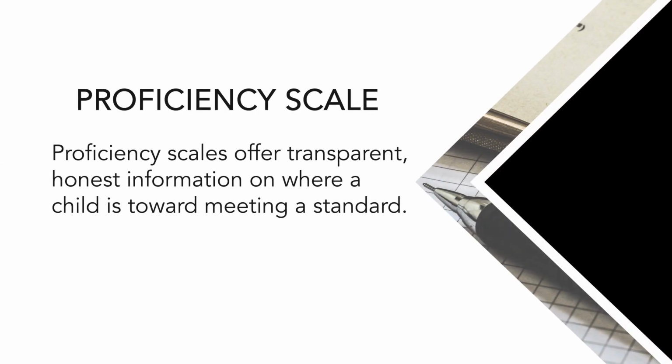A proficiency scale 4.0, 3.0, 2.0, 1.0, and 0.0 is designed to give you transparent, honest information about where that child is and how they are moving toward the target or standard. With a proficiency scale, I can give transparent, honest information about where the child is toward meeting a standard in a way that the 100-point scale, where I might just say 50 or 0, is just not enough information about exactly what was going on in the task.